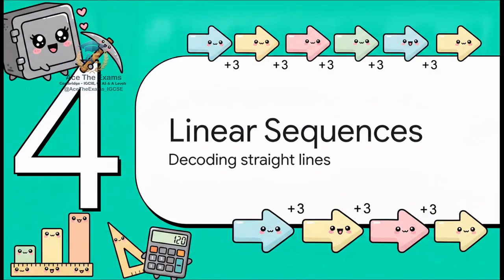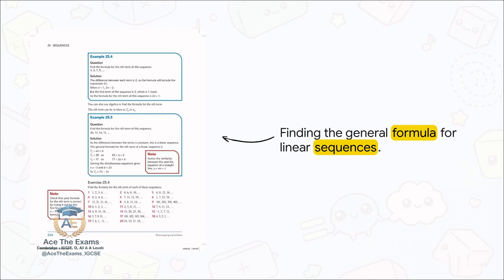Which brings us to Section 4, decoding linear sequences. Time to crack our first major vault. Let's walk through this example right here. The sequence is 20, 17, 14, 11. Do you see it?